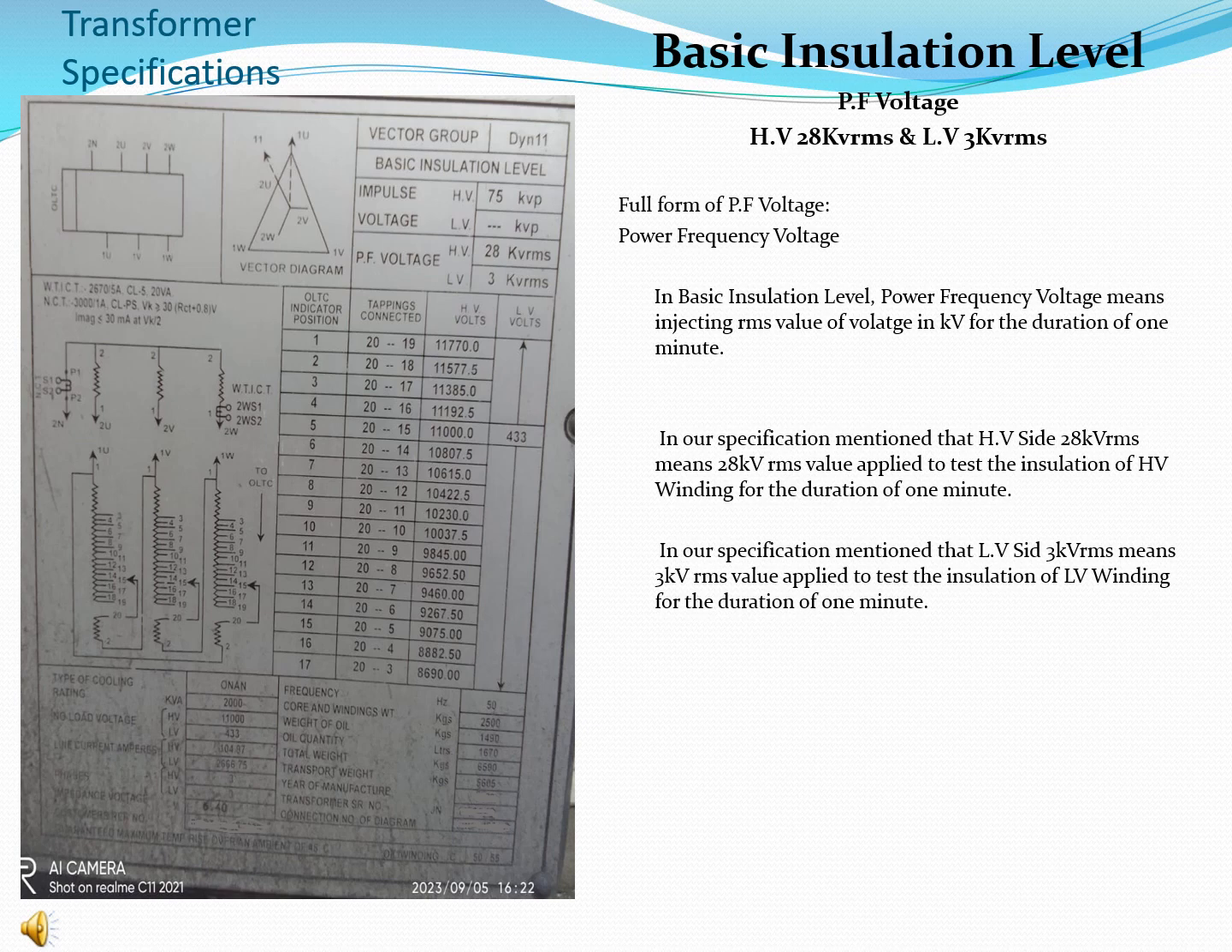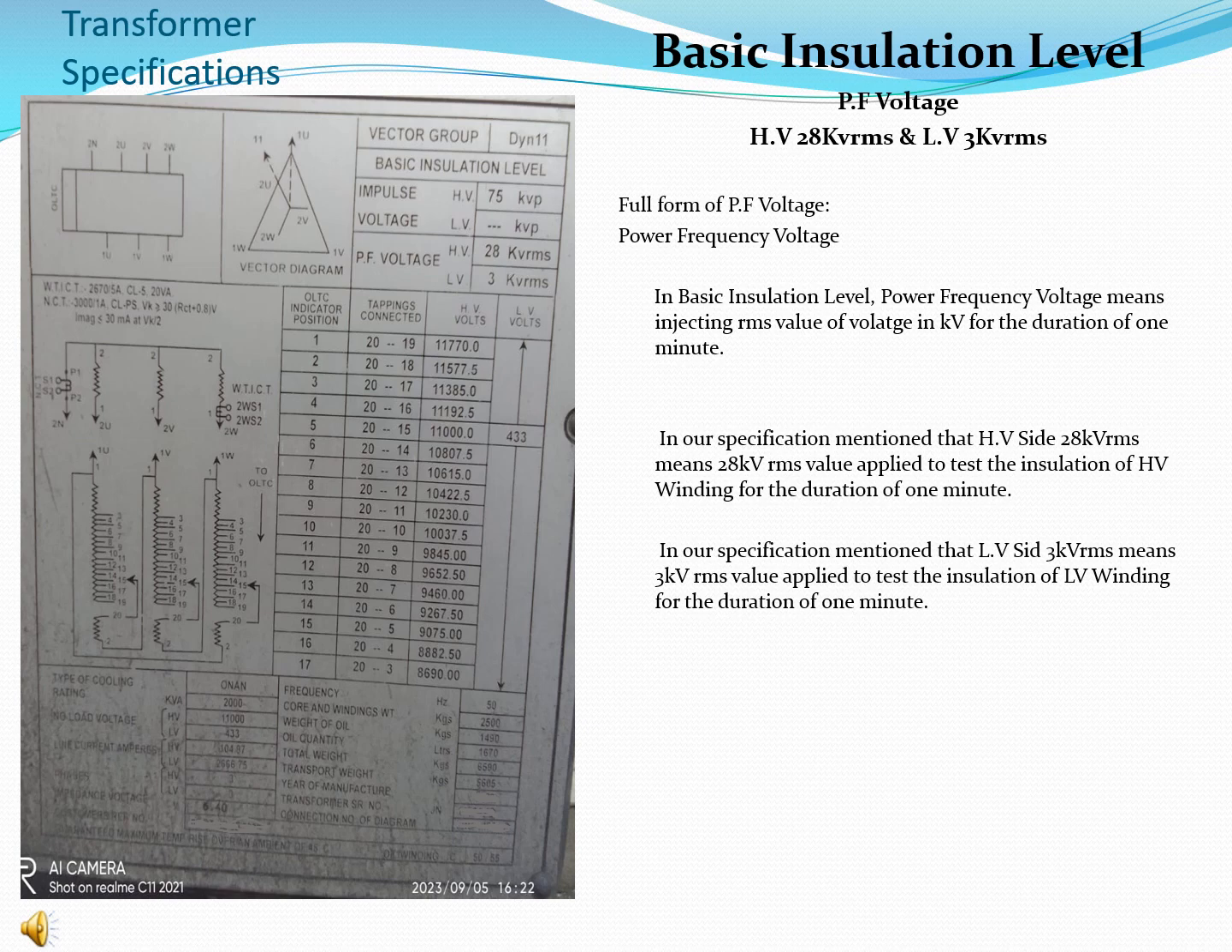In continuing with the basic insulation level, now the term is PF voltage. First we will understand the full form of PF voltage. The full form of PF voltage is power frequency voltage. Now the next question arises, what is the PF, power frequency voltage? Here I have mentioned the definition.